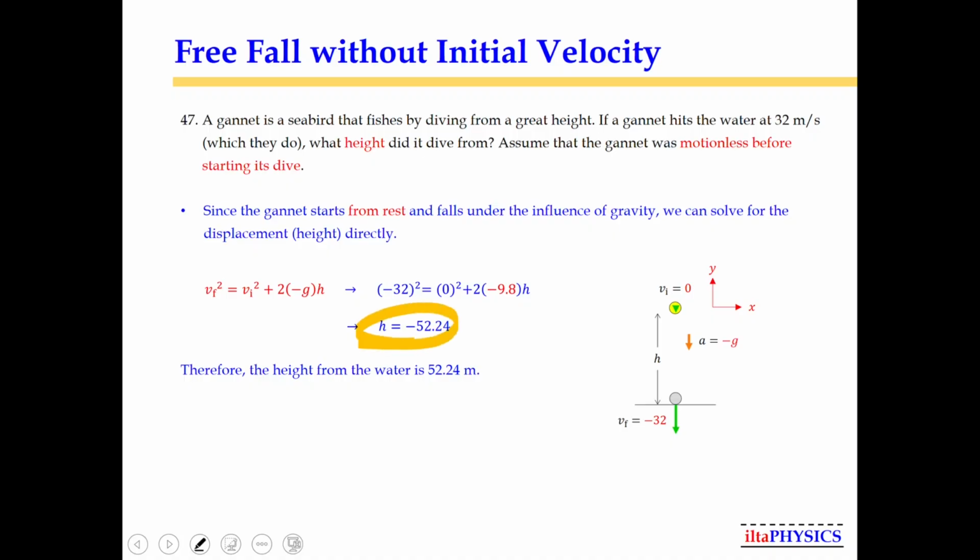This negative value represents the y-coordinate relative to our origin. Therefore, the height the bird fell from is 52.24 meters. It's a really simple problem, but please practice setting the origin and correctly applying the signs for velocity and gravity.